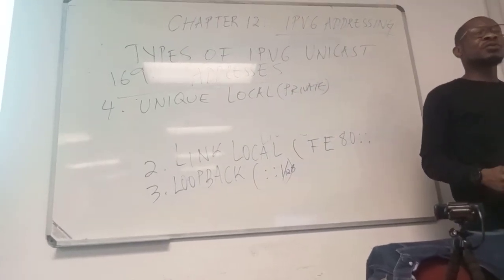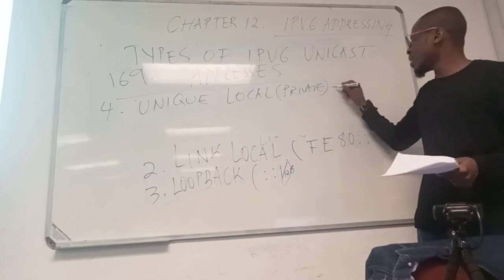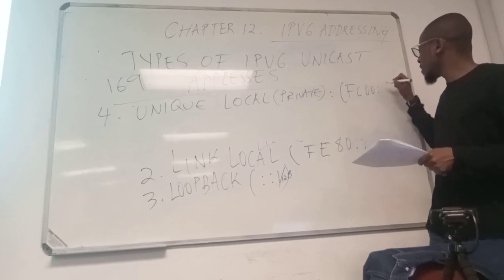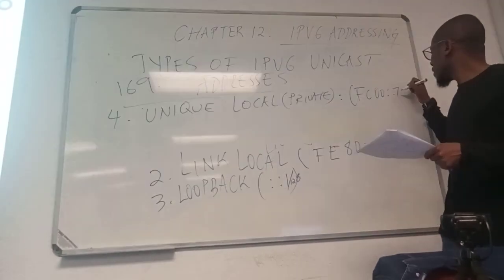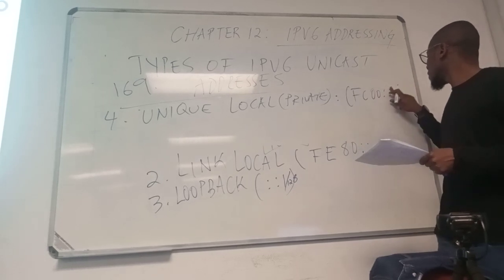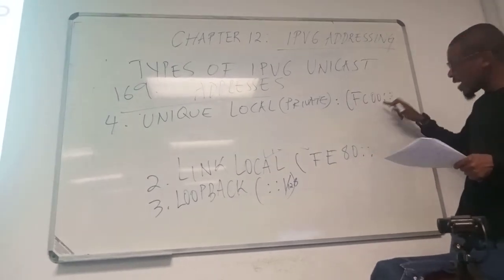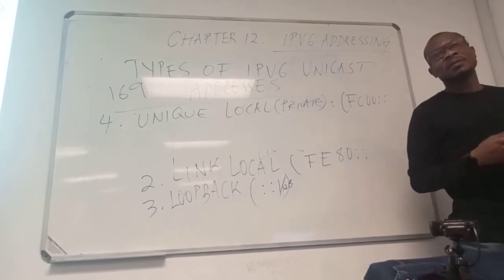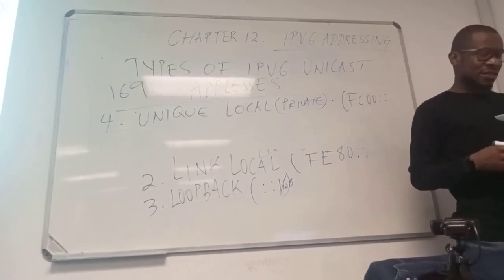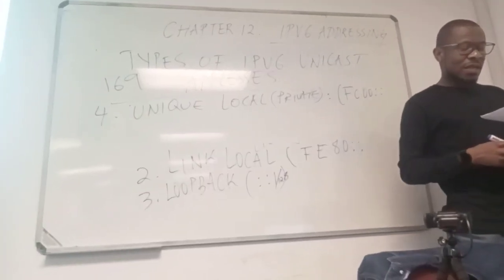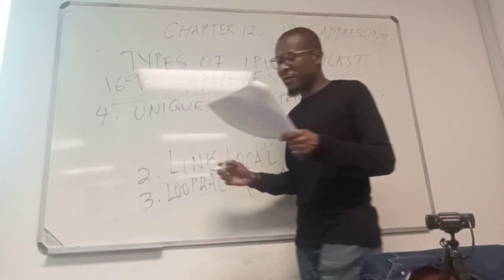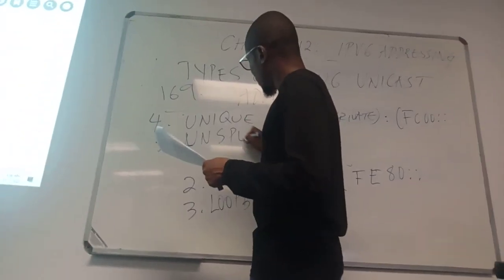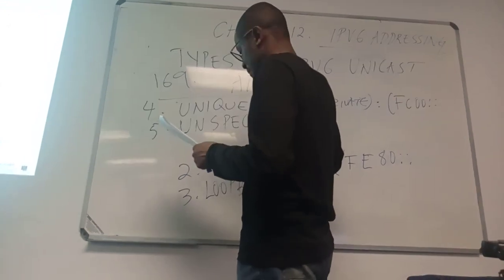Right? So unique local, it always starts with what? Yeah. Like FC, something like that. So you can check this one. FC, it means unique local. It's a private IP. Right? We already spoke about it last time. There is also what we call unspecified. Number 5, unspecified.